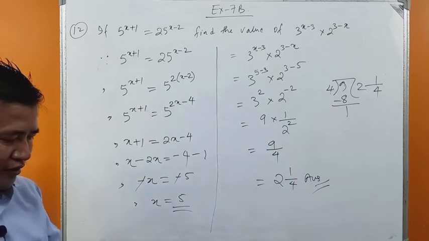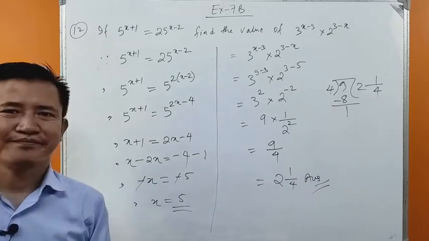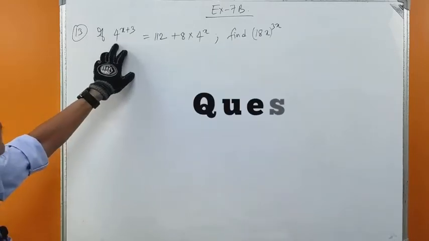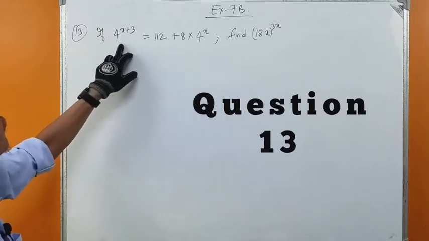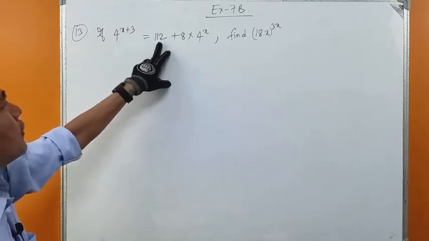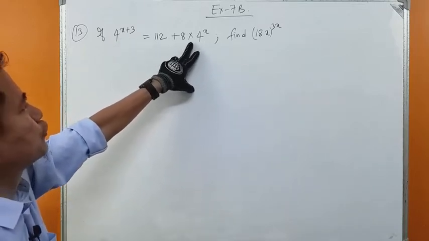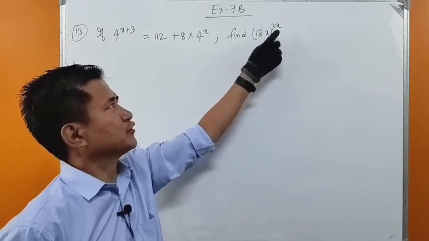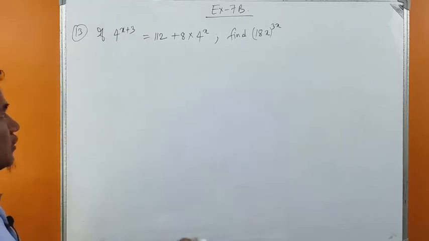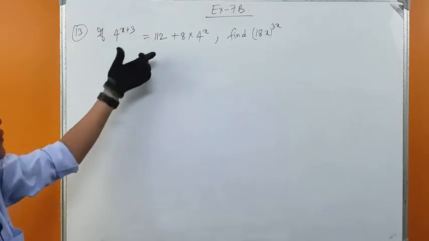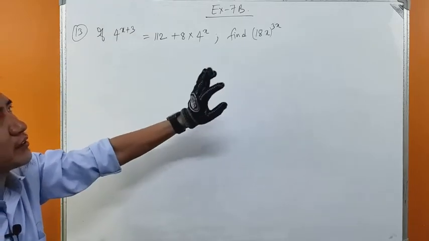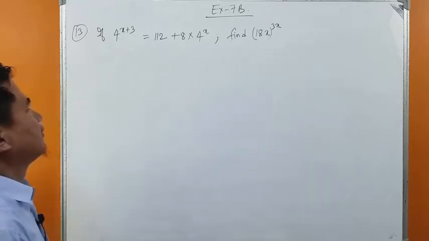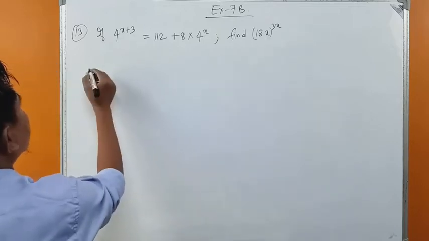I hope you got this. Now let's do the next question. Number 13. This is the equation given to us: 4 to the power x plus 3 equals 112 plus 8 into 4 to the power x. And we are asked to find the value of this, 18x to the power 3x, isn't it? So first we find the value of x from this equation and then we put the value of x here. Then we can find the value of that number.